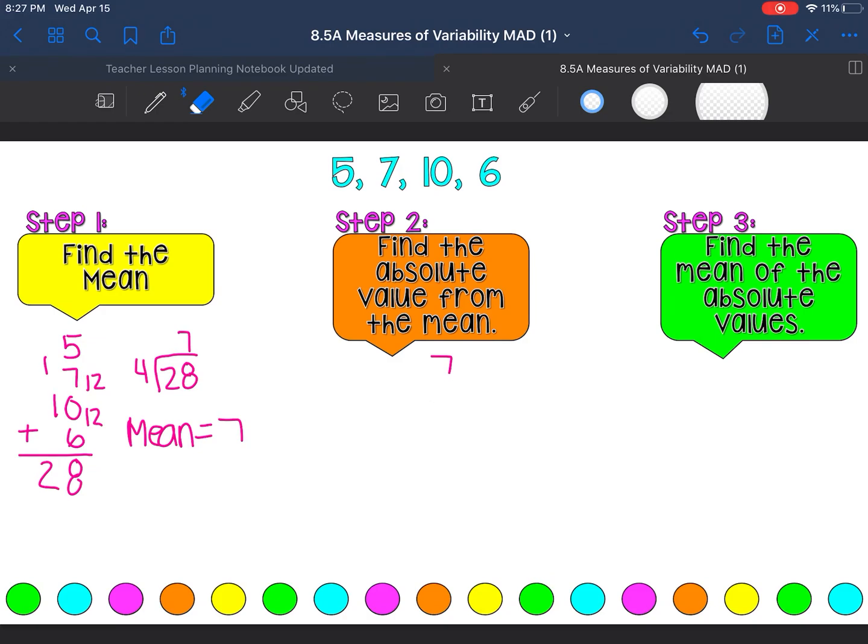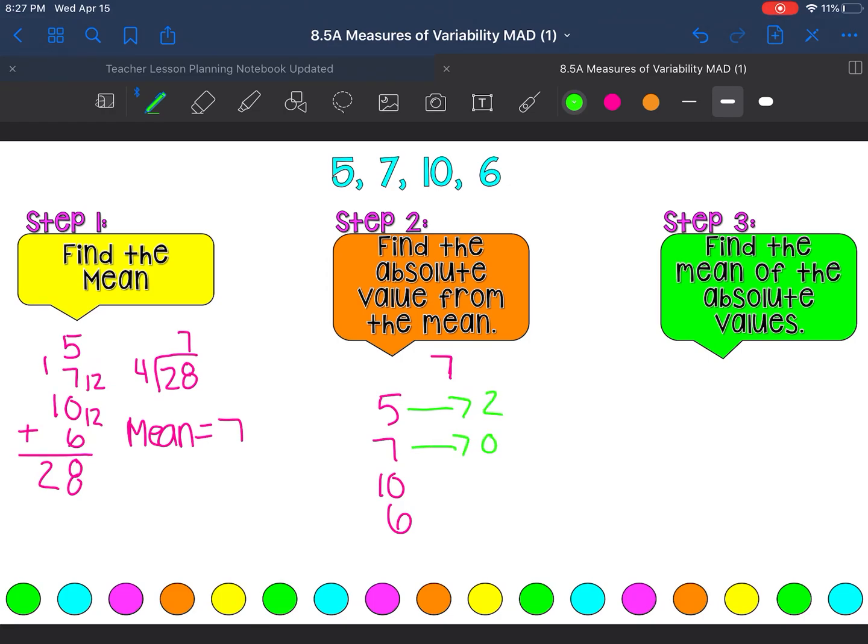So now that I know what my mean is, I'm actually going to write that real big right here. So now I'm going to take my set of numbers, my 5, 7, 10, and 6, and I'm going to find the absolute value from them. So basically what that means is I'm going to subtract the numbers and write that number. So 7 minus 5 is 2. 7 minus 7 is 0. 10 minus 7 is 3. And 7 minus 6 is 1.